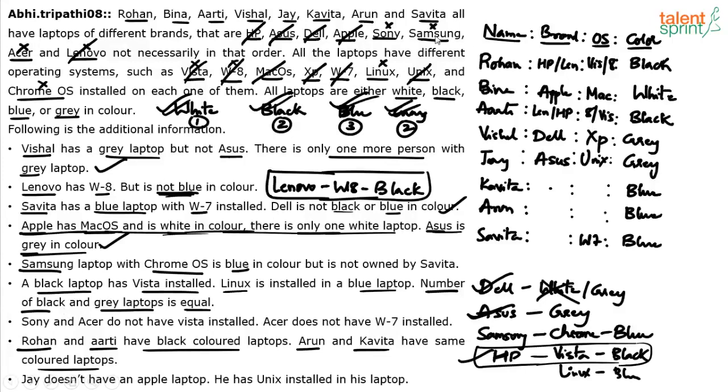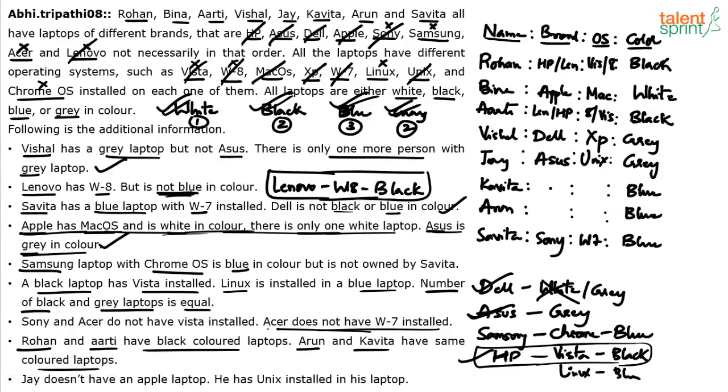So what are the brands left out now? Sony, Samsung and Acer. We know that Acer does not have W7 installed, so Acer cannot come here. Samsung also cannot come here because Samsung has Chrome. This is W7, right? So if Samsung cannot come and Acer cannot come, the only brand that can come here is Sony. So Sony is also closed now. Yes or no?